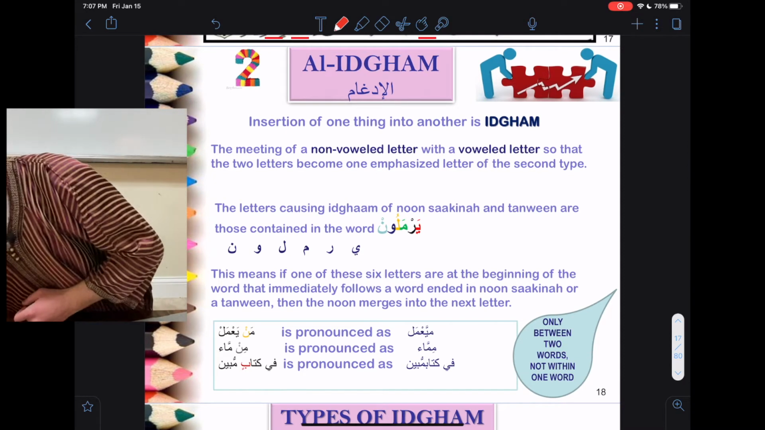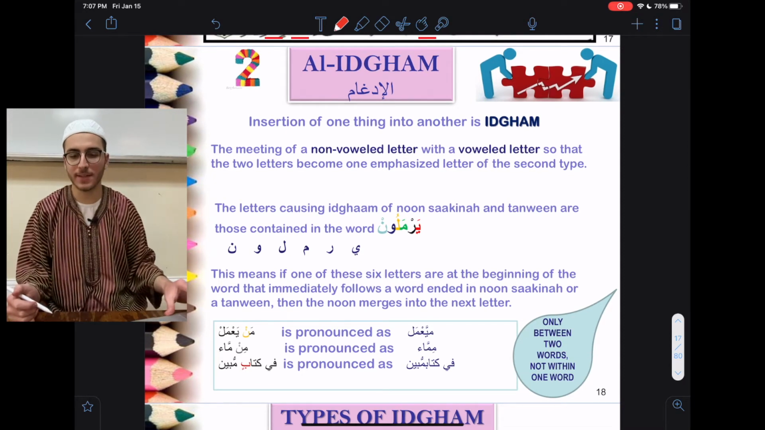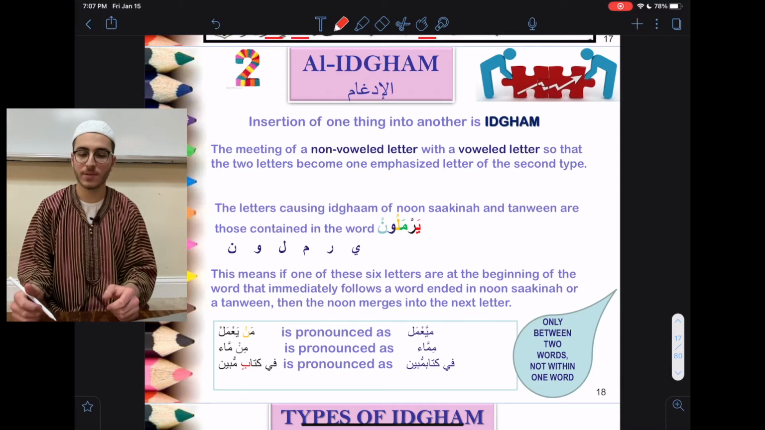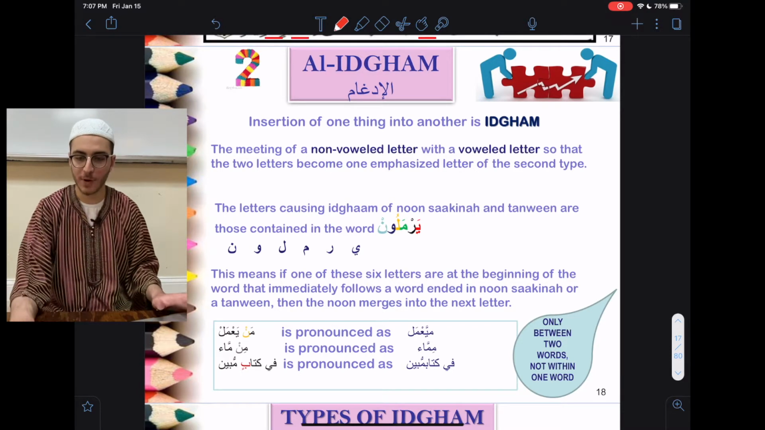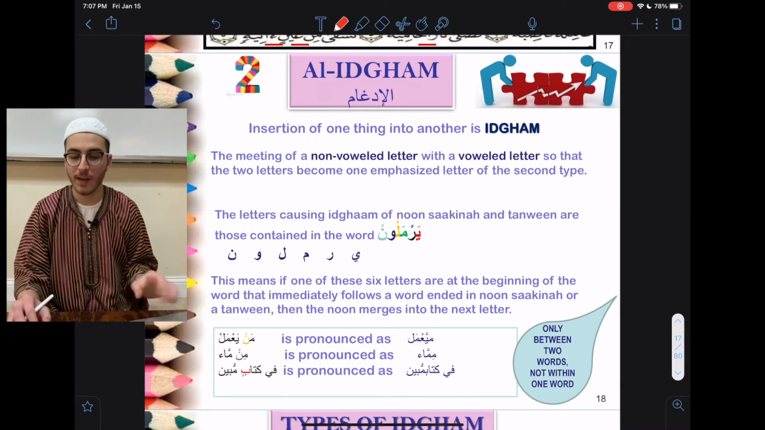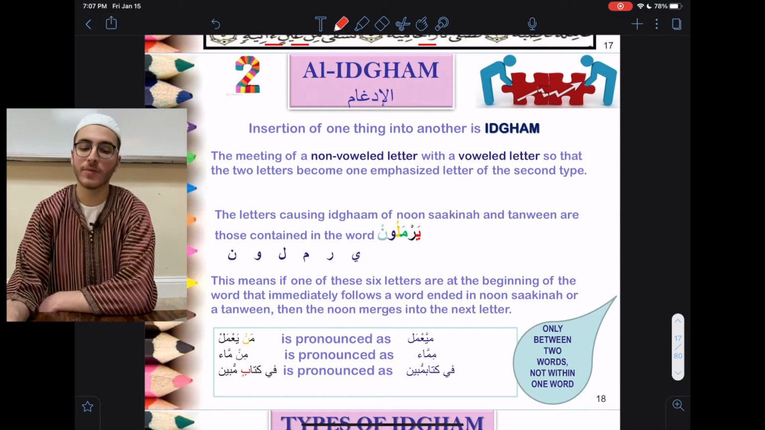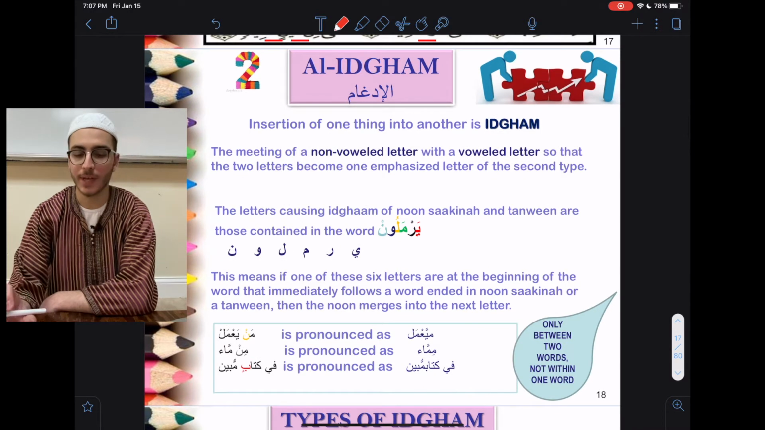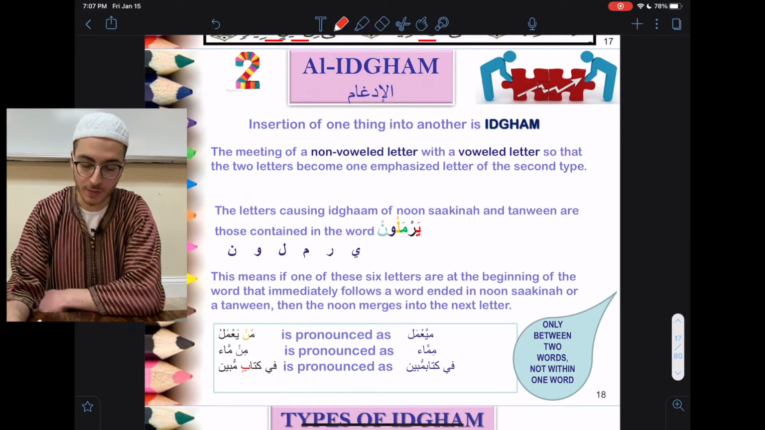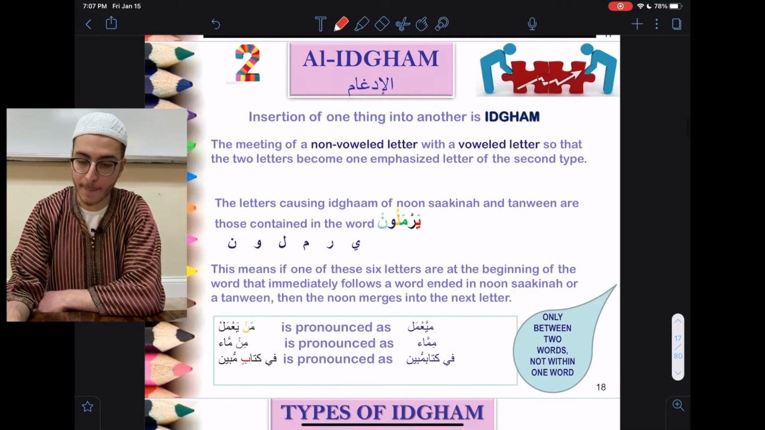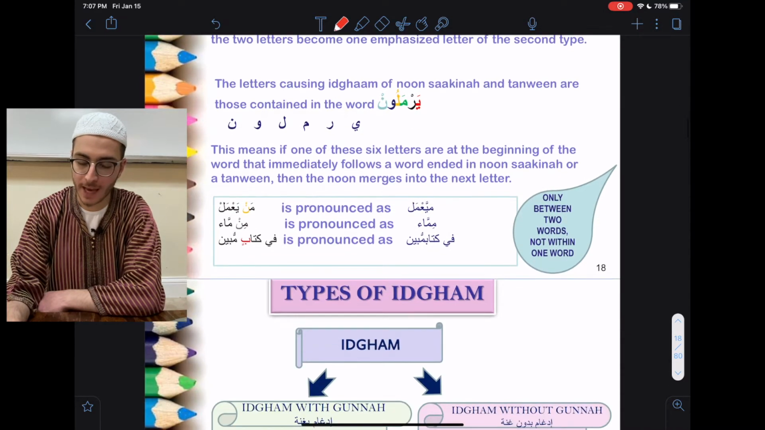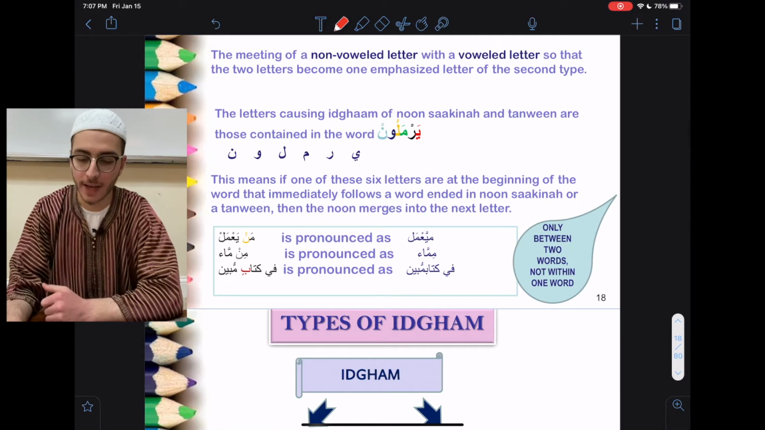Okay, so al-idgham. Idgham is the most information packed rule. I'll try to cover it. I'll simplify it, inshallah. So first of all, the letters are yarmalun. That is the acronym. So ya, ra, mim, nun, waw, nun, lam, waw, nun. Bismillah. And this is basically what idgham is.